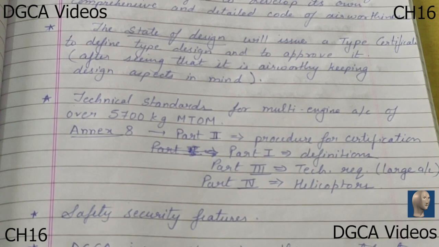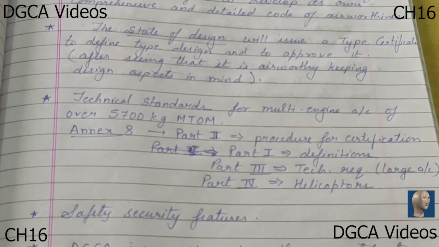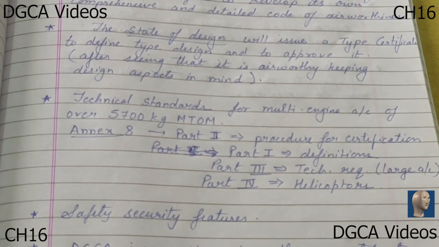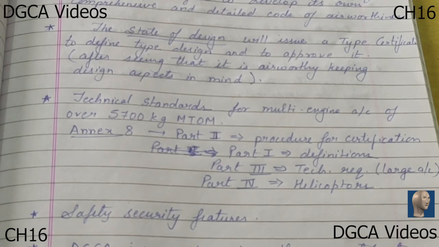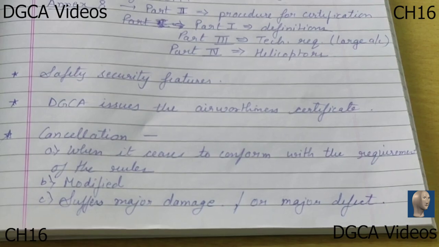Then again, due to events such as hijacking and other terrorist attacks, certain special security features have been adopted. These include identification of least risk bomb location, strengthening of cockpit doors, doors of the cabin crew compartment, all these things. The airworthiness certificate is issued by the Directorate General of Civil Aviation.